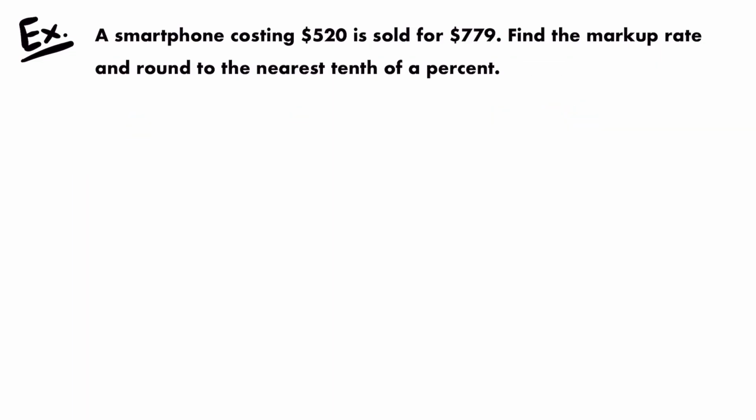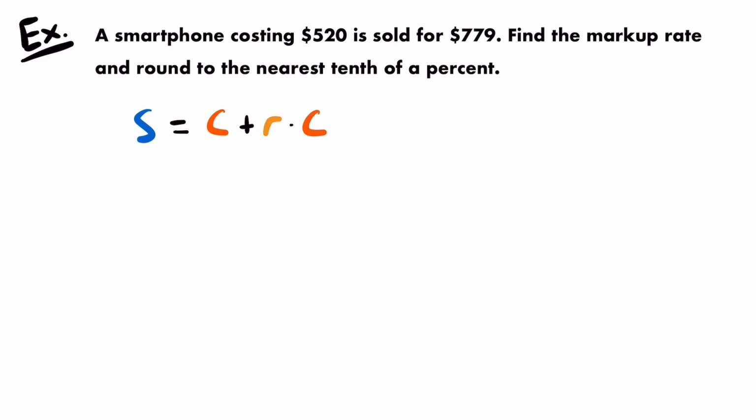For our last example, we have a smartphone costing $520 is sold for $779. Find the markup rate and round to the nearest tenth of a percent. Okay, so once again, we're going to use the same formula that the selling price is equal to the cost plus the markup rate multiplied by the cost.